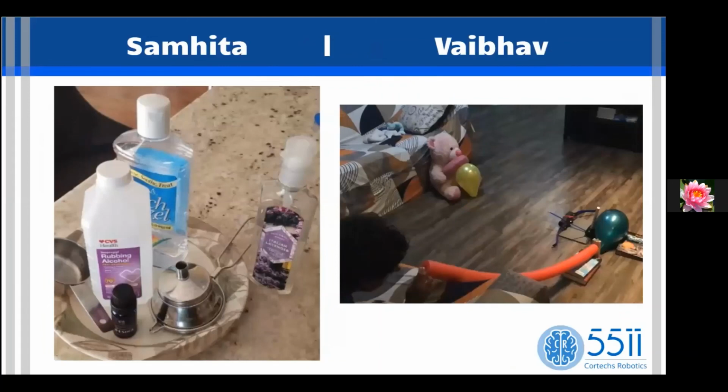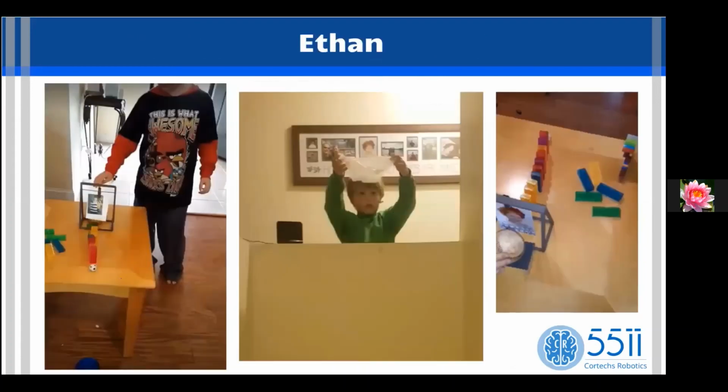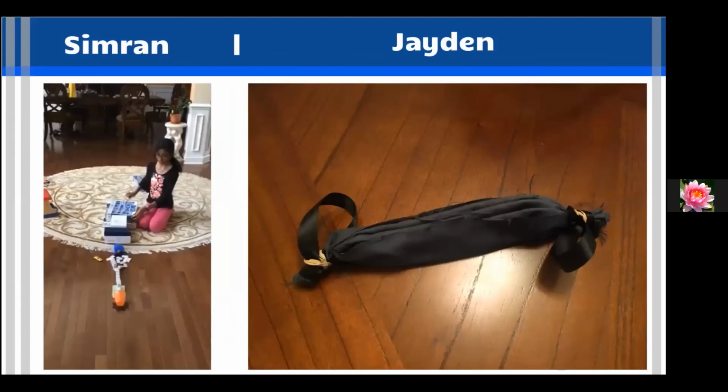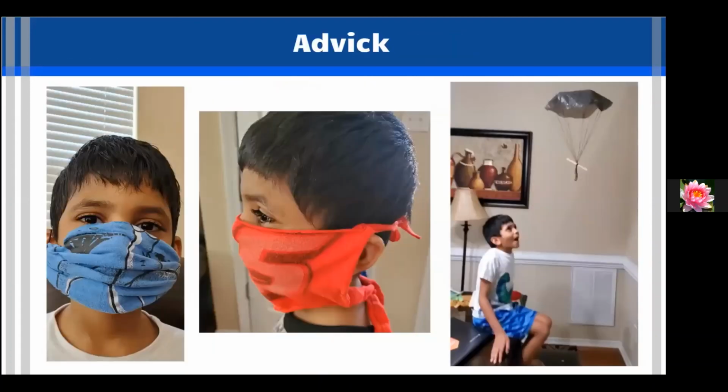We also have Samhita, who made hand sanitizer, and we have Vaibhav, who made a Rube Goldberg machine, and it actually shot that arrow and popped the balloon that the bear is holding. So that was really, really cool. And we have Ethan, who made a Rube Goldberg machine, and he made a parachute. And we have Simran, who also made a Rube Goldberg machine, and we have Jaden, who made a mask. And we have Oddvik, who made a mask, 2 different masks, and he made a parachute.